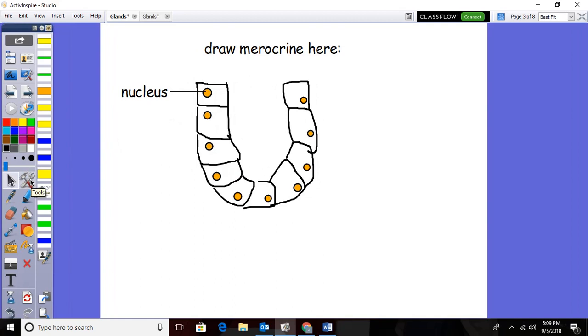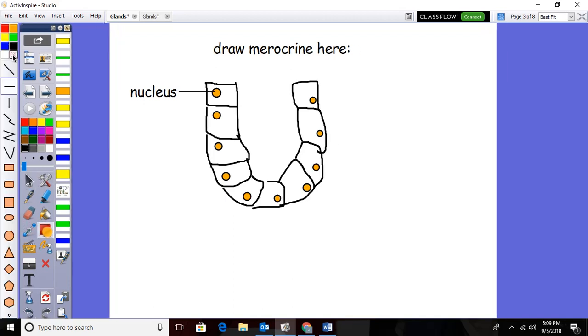Next, we have our secretory product, which remember is going to be our saliva and our sweat. So I'm going to draw circles once again, but this time they are going to be a little smaller, and they're going to be little empty circles. I'm going to draw some going pretty close to the cell membrane. Well, they shouldn't be that big. There you go.